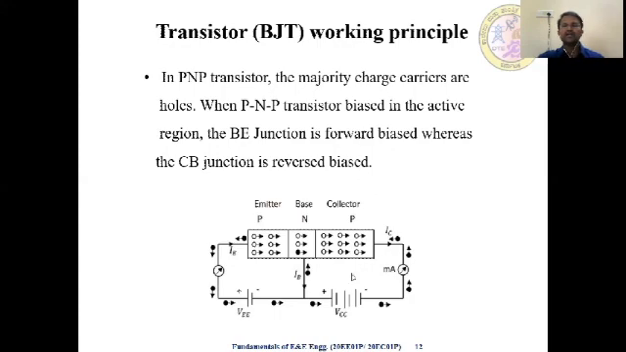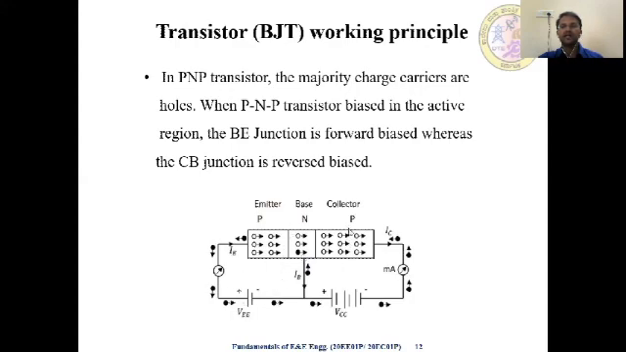So you can see the direction of flow of conventional current, and the flow of electrons will be exactly opposite to the direction of the flow of conventional current. The base emitter junction is forward biased. Positive is connected to the P-type semiconductor, negative is connected to the N-type semiconductor. So this is called forward biasing.